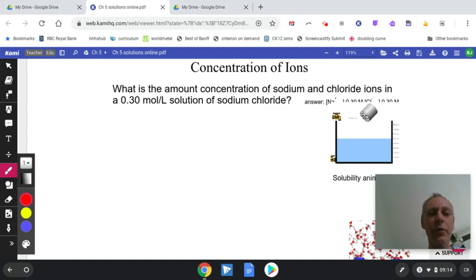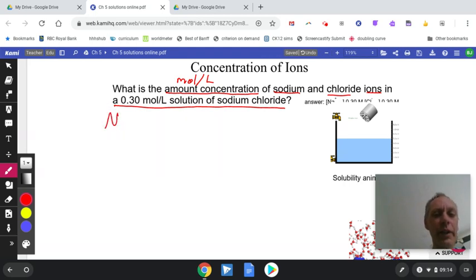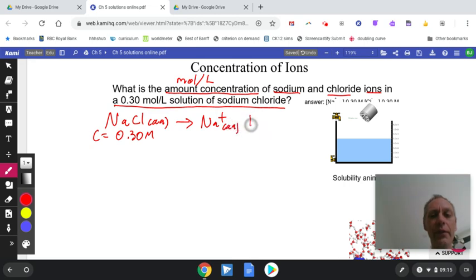All right, so first question, what is the amount concentration? So amount concentration means moles per liter of sodium and chloride ions in a 0.30 mole per liter solution of sodium chloride. So what that's saying is we have a solution of sodium chloride at 0.30 molar or moles per liter. That's the concentration. So the question is asking you, what is the concentration of the ions when this thing dissociates?